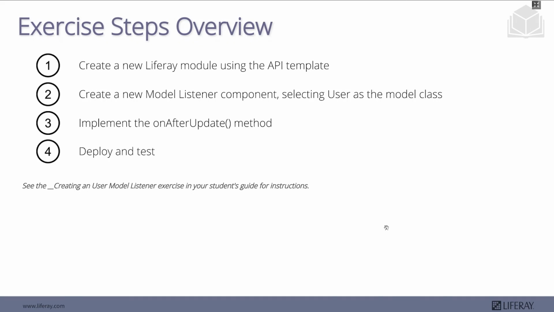When the user gets updated, we're going to receive an email or a notification of that specific action. Following the same steps that we just talked about, create a module project using the API template and create the model listener component. We're going to implement the onAfterUpdate method, and then we're going to deploy and test it out. Let's head over to Liferay Developer Studio and take a look at this.